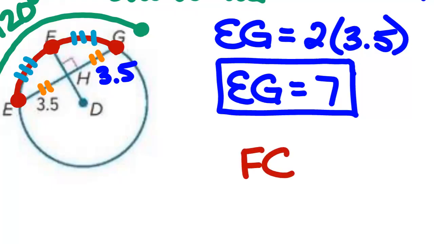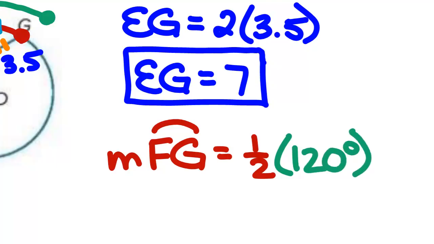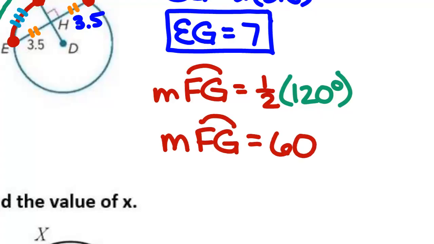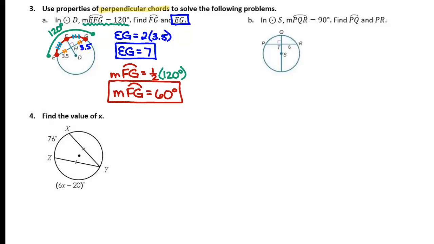60. Tell me what you did to get that. Yep, we're going to take that 120 degrees and we are going to cut that in half. So the measurement of arc FG is 60 degrees. Very nicely done. Let's look at part B.